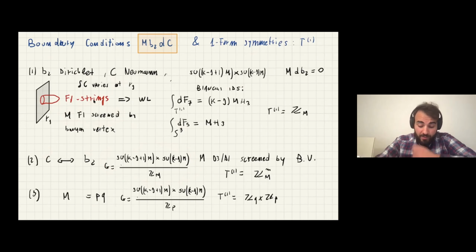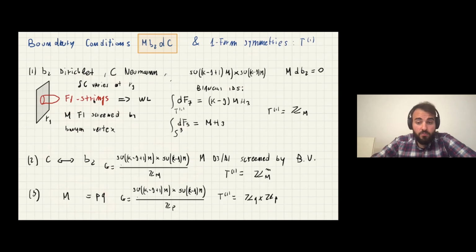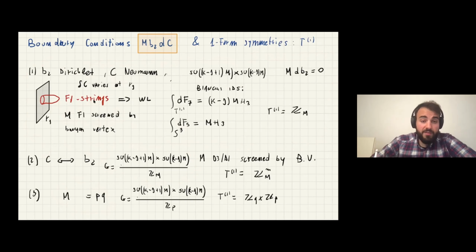And then there is a more general boundary condition, which happens when M factorizes into two in this way. But I will be focusing on this first boundary condition. And this also will be dictated by what happens in the infrared solution. And we'll see this in a second.